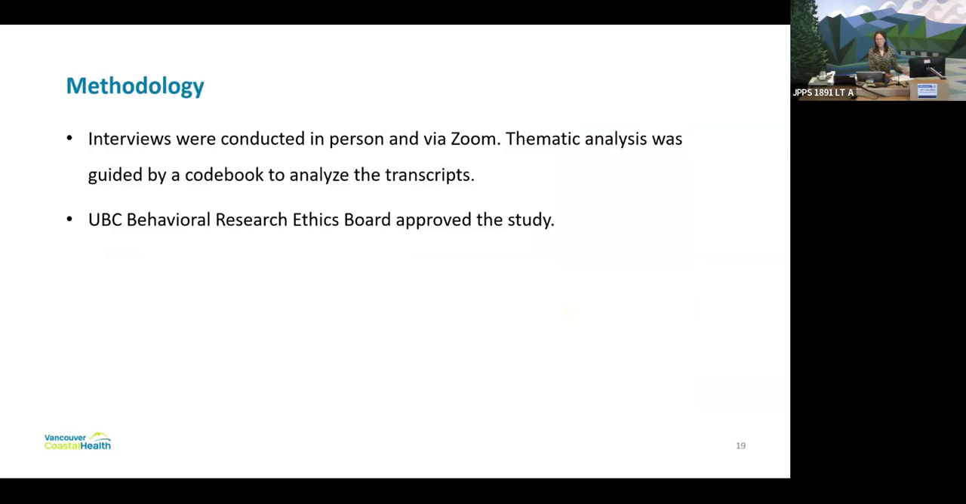In terms of methodology, we promoted the study at the huddles, and consent was obtained from participants. The interviews were conducted mostly in person and also by Zoom. Thematic analysis was guided by a codebook to analyze the transcripts. The questions asked of the participants were to explore the screener's purpose, the use, the challenges, and recommendations. The study employed a qualitative design informed by interpretive description, a methodology well-suited for generating practice-relevant insights in applied health research. And we had obtained approval from the UBC Behavioral Research Ethics Board.